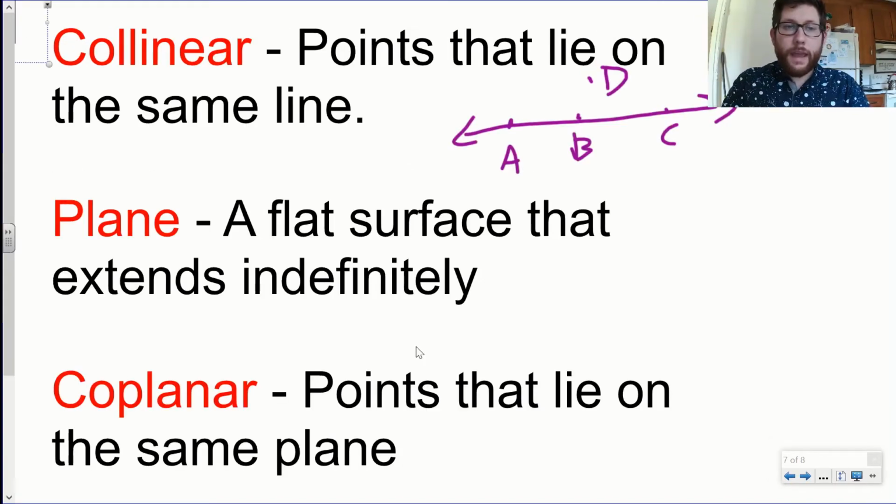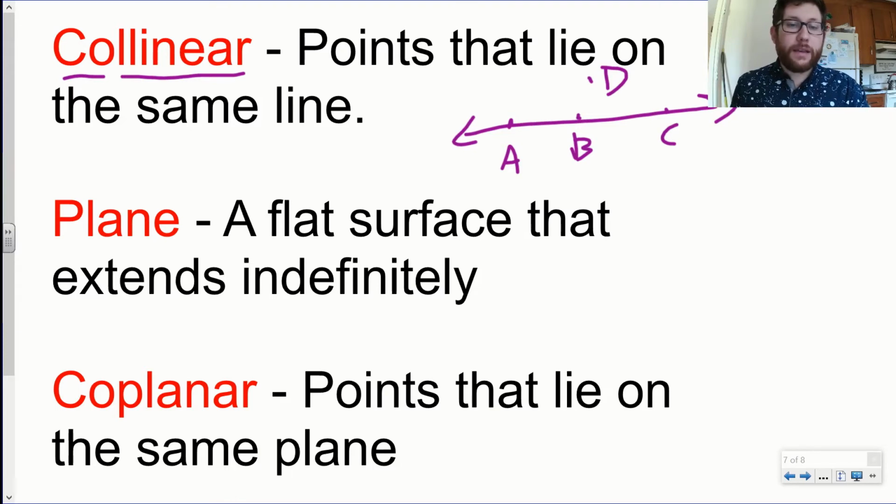So let's take a look at a few other things besides just rays and points and lines. What happens when we start combining some of these things together? Collinear means points that lie on the same line. If we think about this, the word should make sense. We've got the word linear here, and then co. Anything with co, like co-workers, you're working together. Linear means you're on a line. So collinear means together on a line, or points that lie on the same line. In this picture here, A, B, and C would be considered collinear. The point D would not be considered collinear.